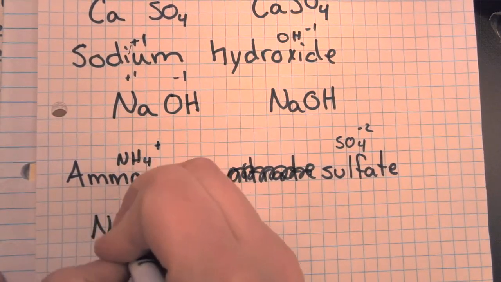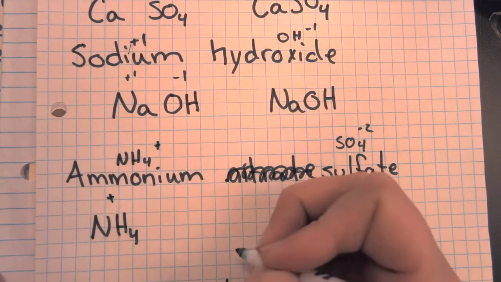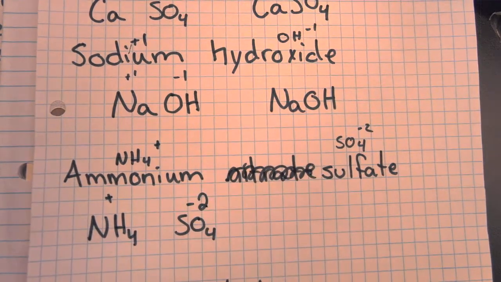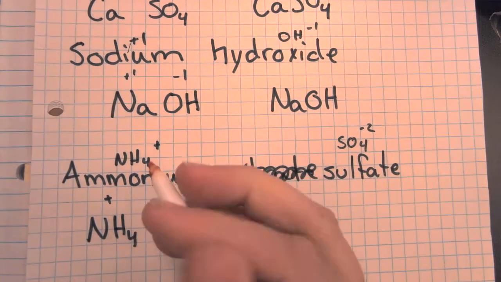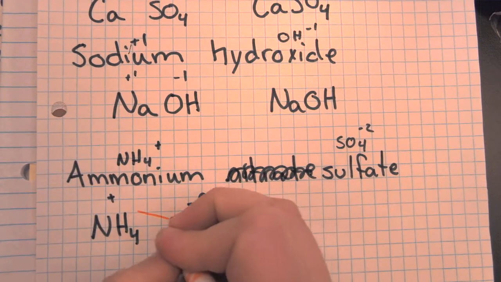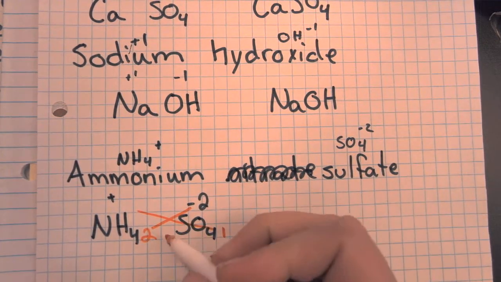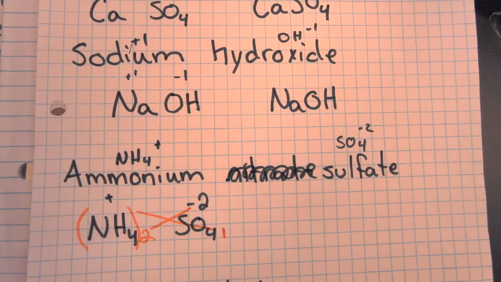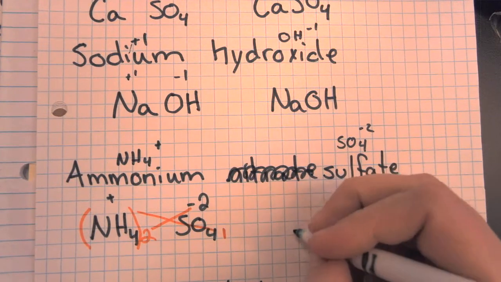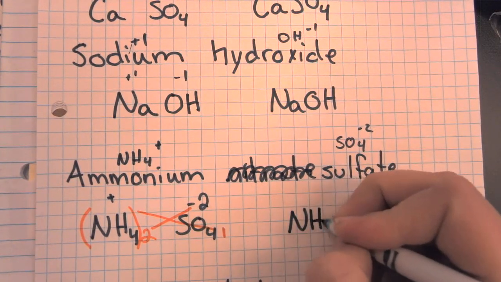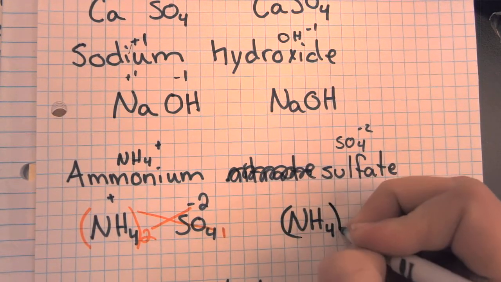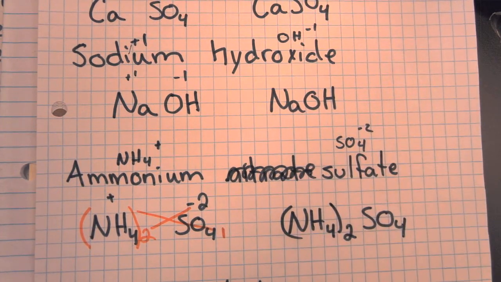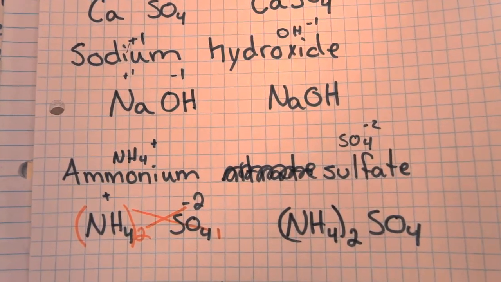So we have NH4 with a plus. We have SO4 with a -2. We're going to cross our charges. Okay, we can't put the 4 and the 2 right side by side, so we're going to put a bracket. We have NH4 bracket 2 SO4. Okay.